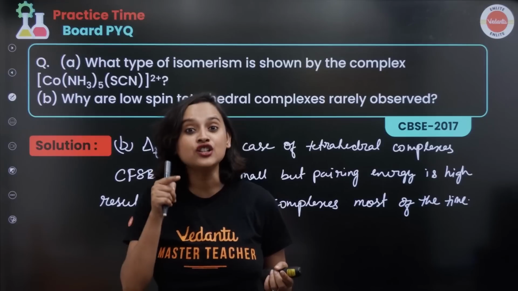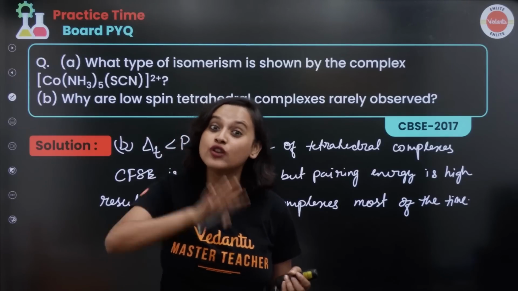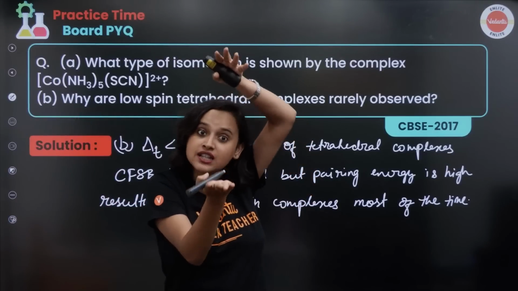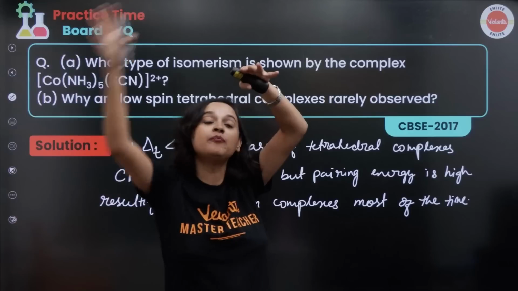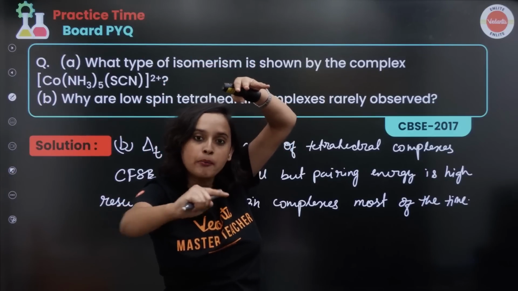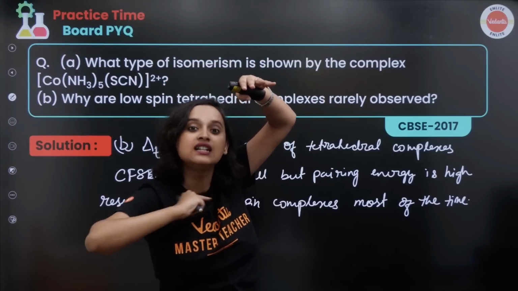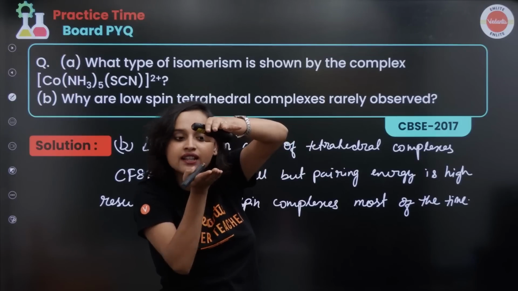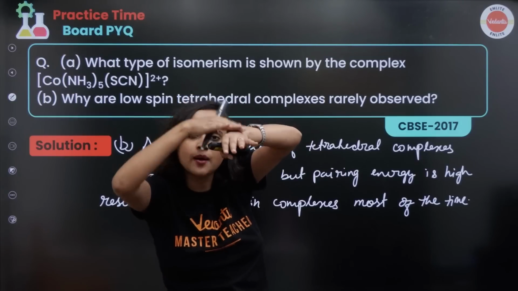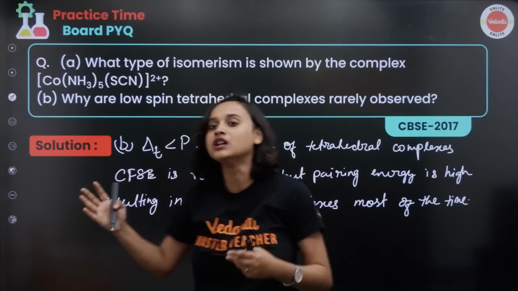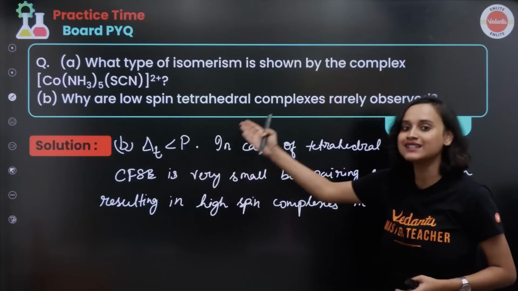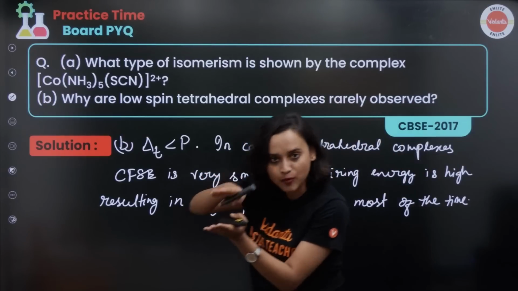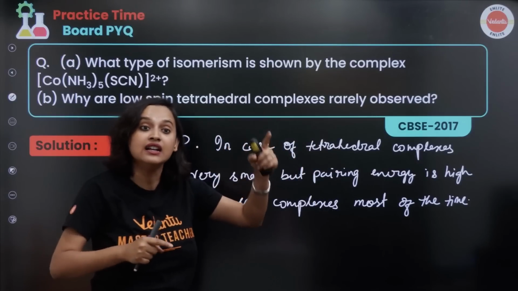You will prefer to share the room, which is what happens in octahedral complexes. In octahedral splitting, the splitting is so large that rather than jumping to the fifth floor, the electrons would want to pair up with the ground state electrons. Whereas in tetrahedral, the splitting is so small that instead of sharing, they would rather jump to the first floor and take their own room, which is exactly what I wrote. Delta T is less than P. In tetrahedral complexes, CFSE is very small, but pairing energy is high.